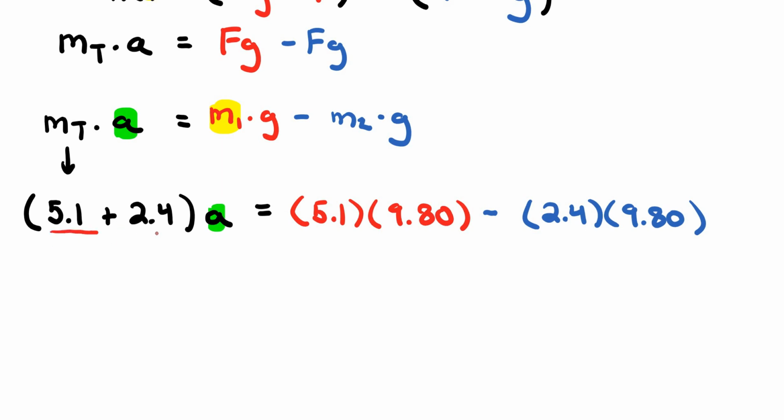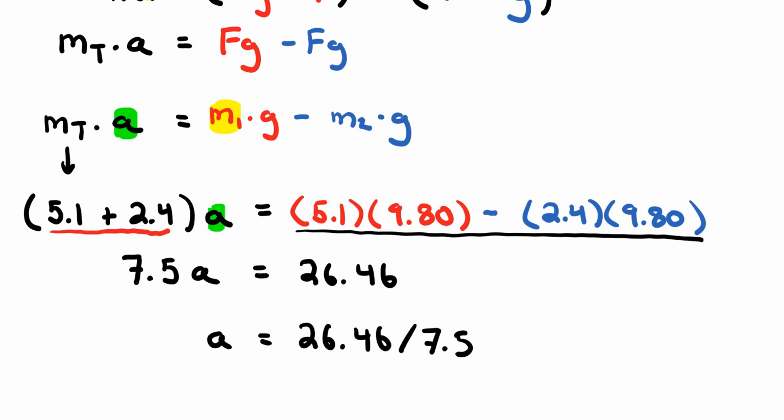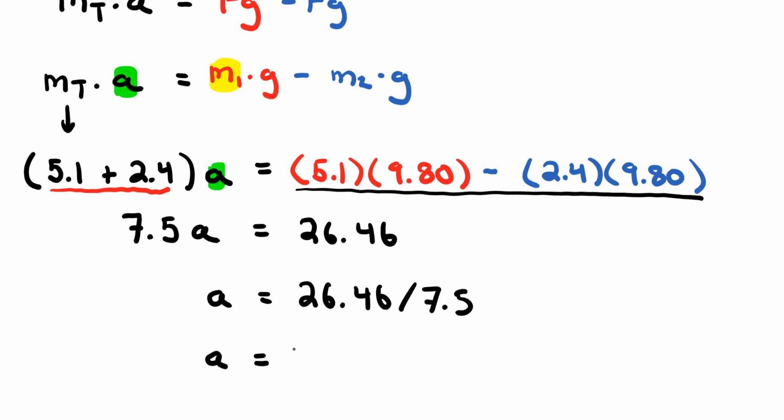So if I add the 5.1 and the 2.4, I get 7.5 times the acceleration equals, and if I multiply all this out, if I put this whole expression into a calculator and hit enter, I get roughly 26.46. And then the acceleration, I can simply divide the 26.46 by 7.5. And the acceleration for this particular system is going to be 3.528 meters per second squared.